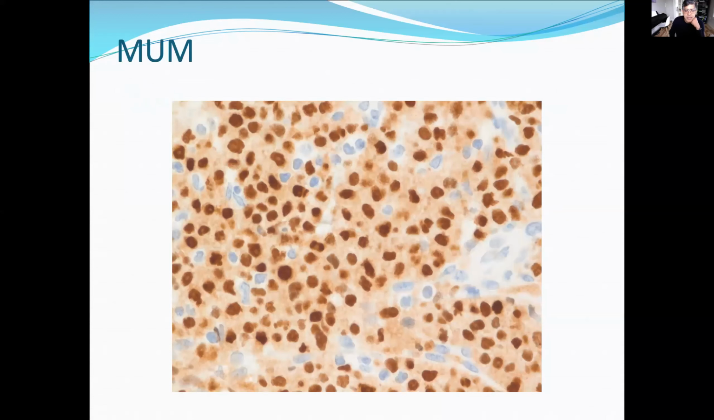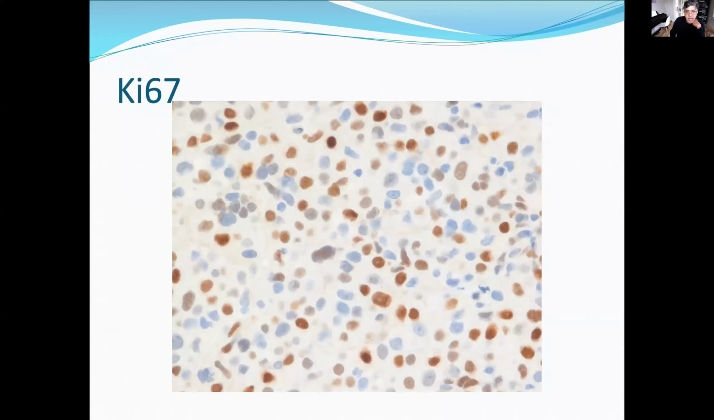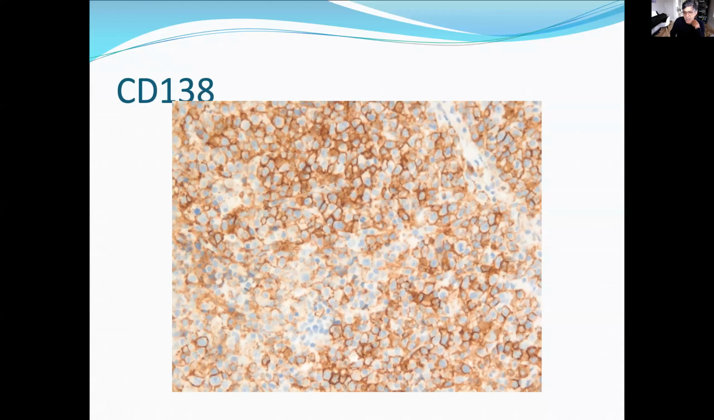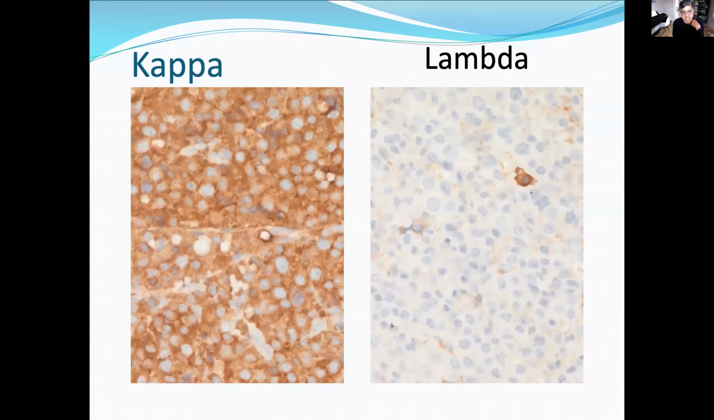And this is a marker called MUM1, which stains plasmacytic cells, and MUM1 is strongly nuclear positive in these cells. Ki67 is strongly positive in these cells, it's highly proliferative. And CD138 is also positive, as some of you expected. And this is kappa and this is lambda. So the kappa is strongly positive, the lambda is negative, meaning they are kappa restricted plasmacytic cells that look ugly and immature looking.